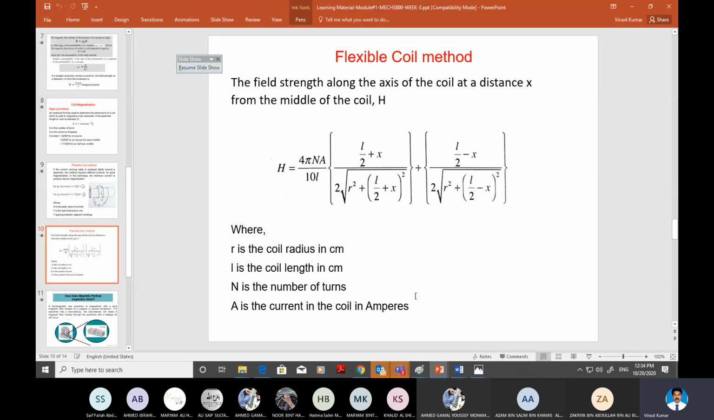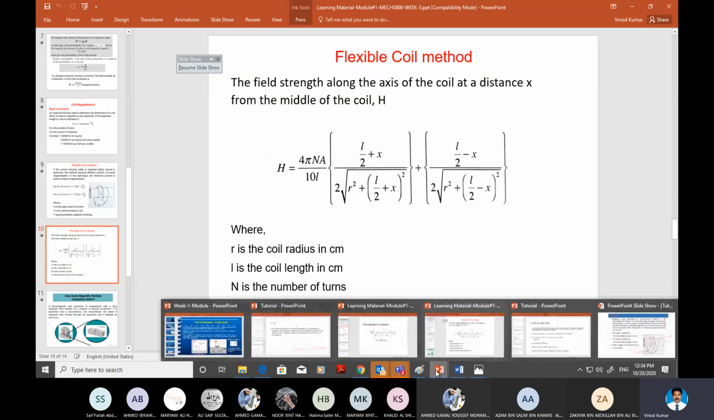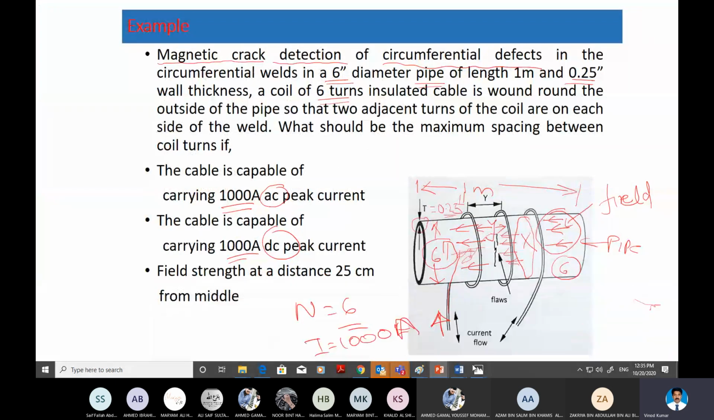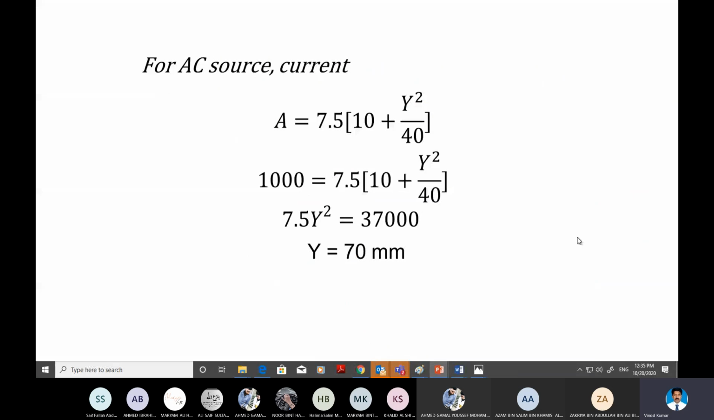So if you come back to our tutorial question here, now we need to find what? We need to find y. What are the things given? The things given are current. Current is given in amperes, which is current I. You know it. This is constant, and this is for the AC source.